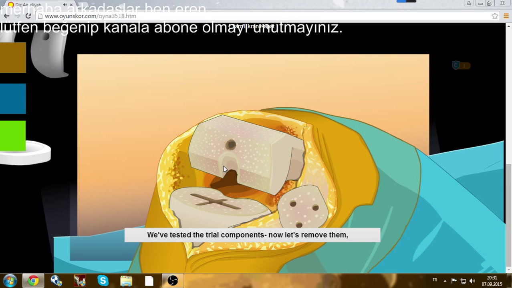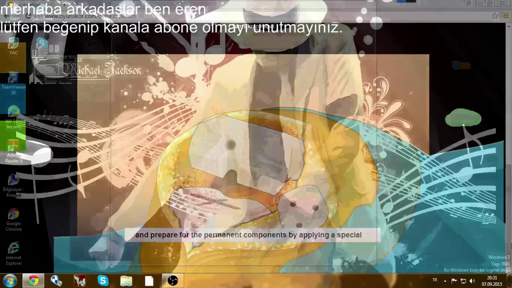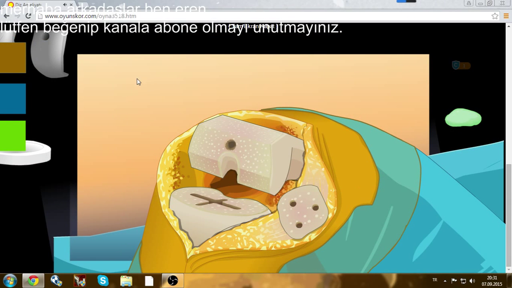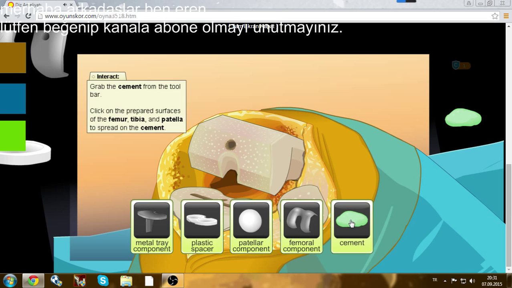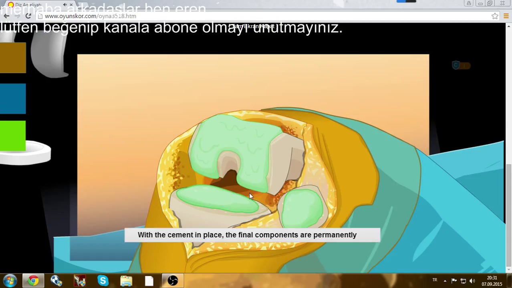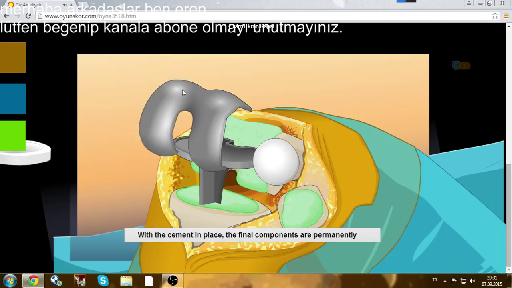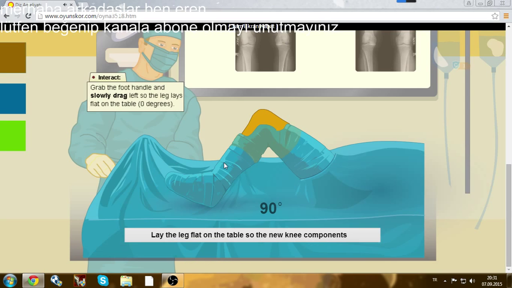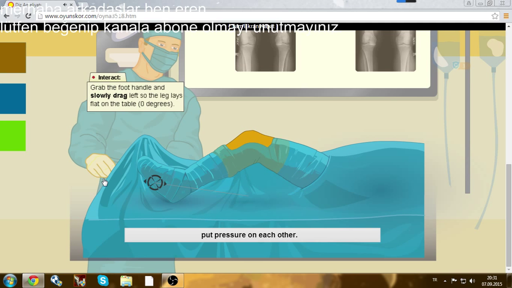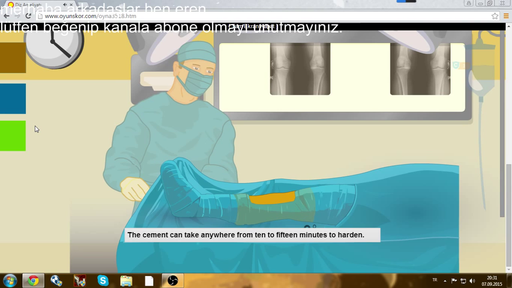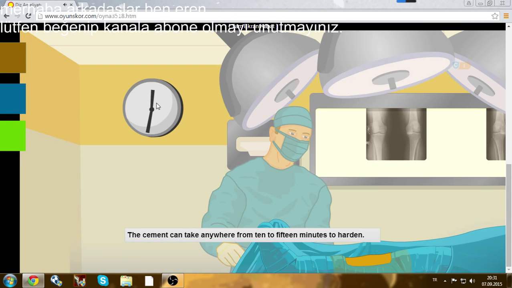Now let's remove them and prepare for the permanent components by applying a special cement compound that binds metal and plastic to bone. A scrub technician has mixed up a batch of cement for you to use. With the cement in place, the final components are permanently attached to the knee. Any excess cement will be scraped off and thrown away. Lay the leg flat on the table so the new knee components put pressure on each other. This allows the bone and components to bond with the cement. The cement can take anywhere from 10 to 15 minutes to harden.